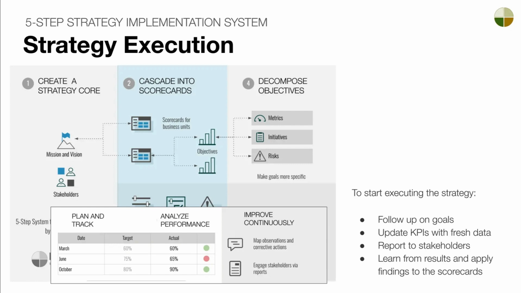What happens next? Once the strategy is implemented, the focus shifts to execution. Employees begin working toward the defined goals. KPIs are updated with fresh data. Stakeholders get regular updates via dashboards, strategy maps, and reports. Over time, the scorecards will continue to evolve. Team members will contribute new insights. New goals will be added. Some goals may be transformed.